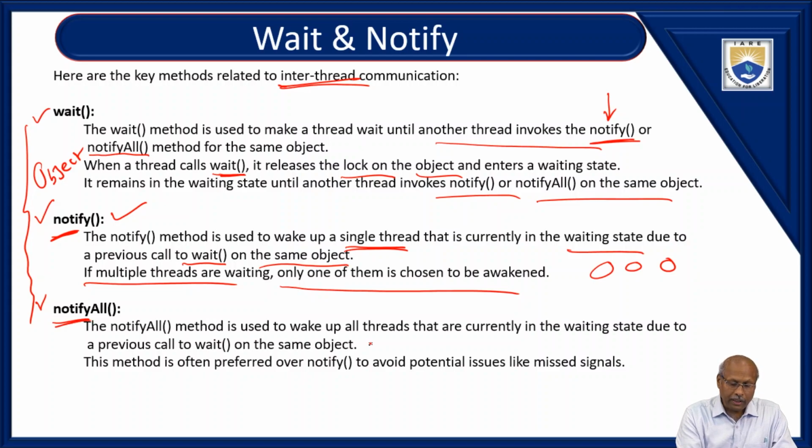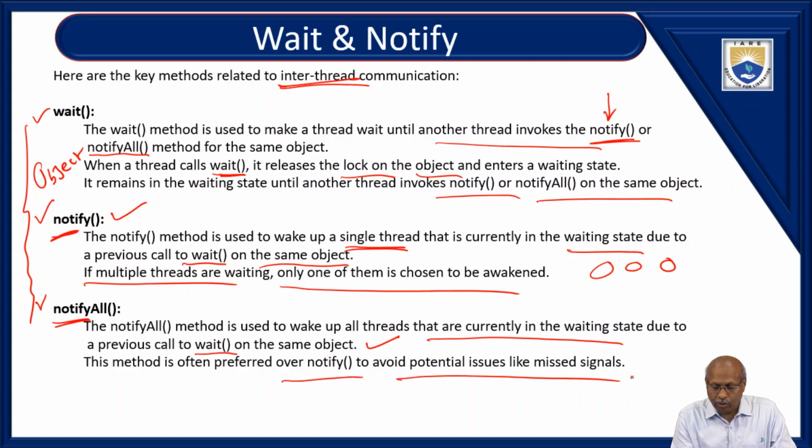Then there is one more, notify all. The notify all method is used to wake up all threads currently in the waiting state due to a previous call of wait on the same object. On the same object, if multiple threads are waiting, then go for notify all. This method is often preferred to notify to avoid potential issues like a missed signal. Sometimes some threads may miss the signal. In that case, it is better to go for notify all.